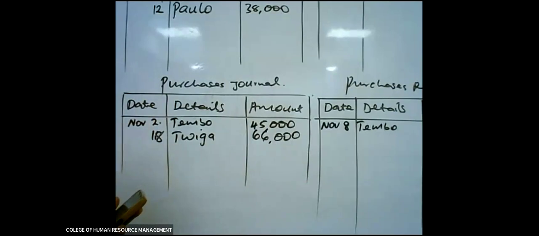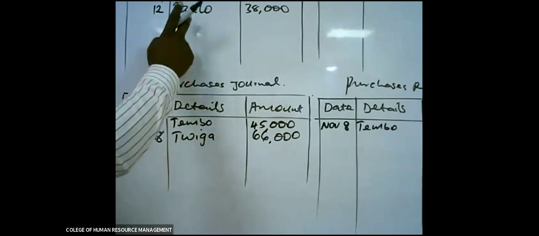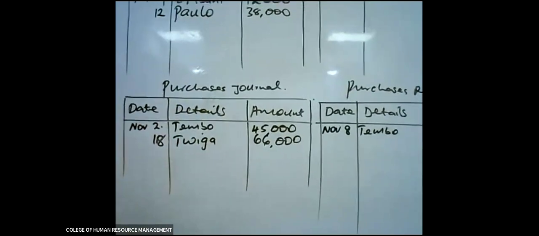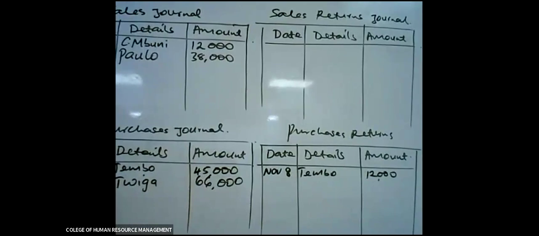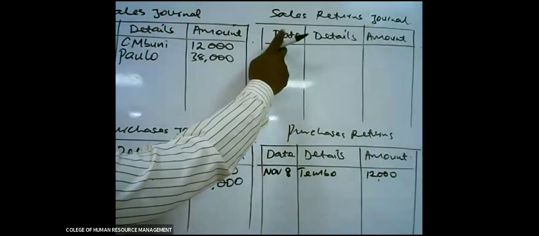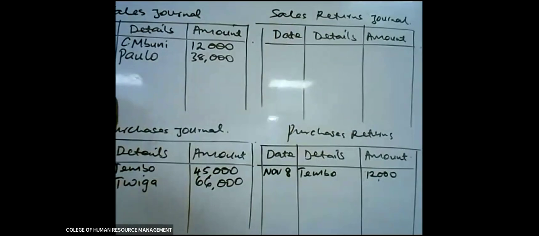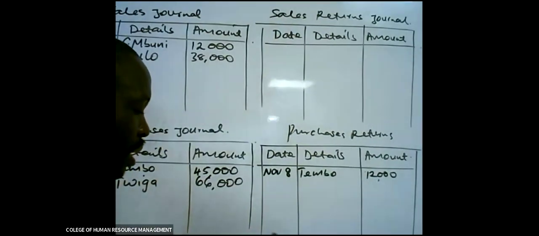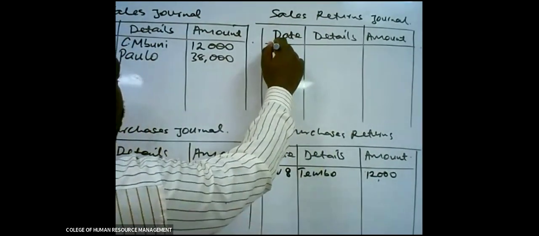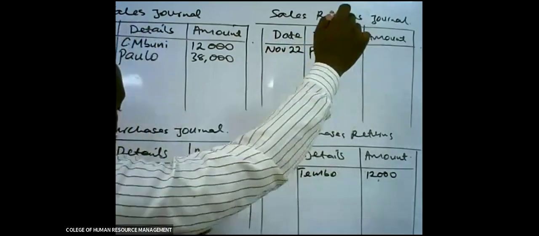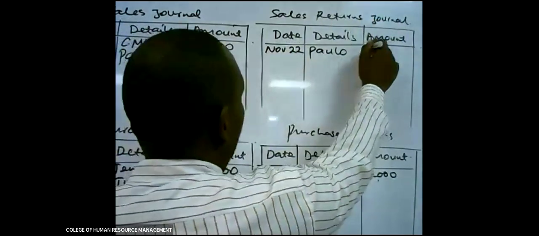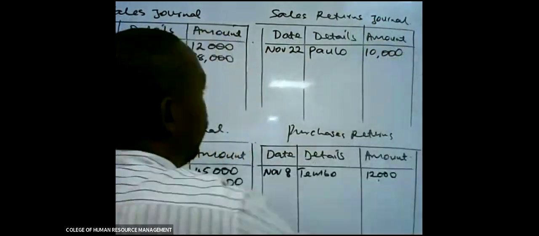Then on 22nd, Paulo returned goods worth 10,000. We had sold goods to Paulo, and Paulo has now returned those goods back to us. The goods that we had sold and they have been returned back, they are now going to be entered in the sales returns. They were sold but now returned. On November 22nd, who returned? Paulo. The value of goods returned, they are worth 10,000.